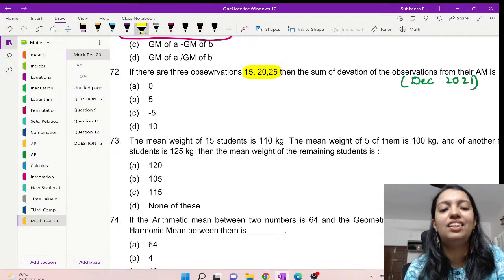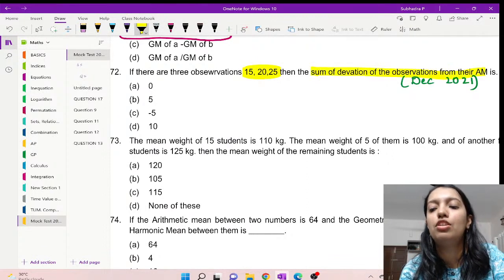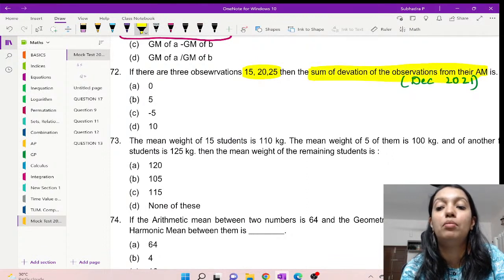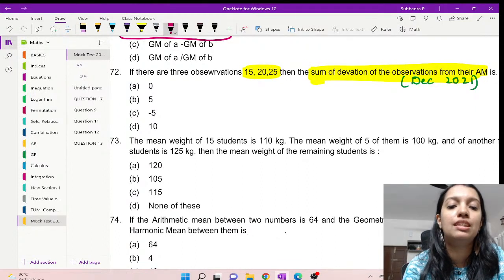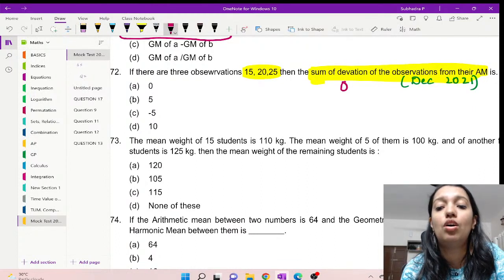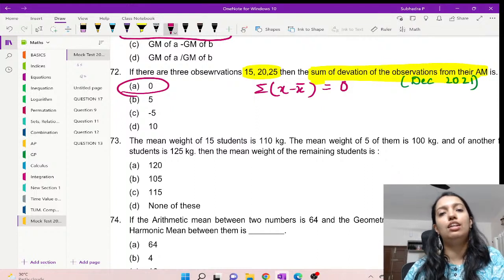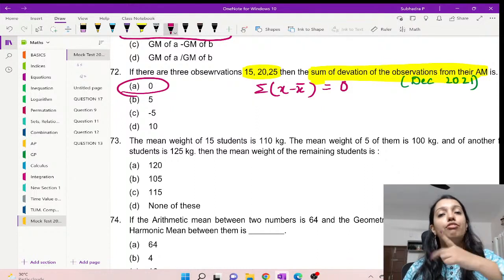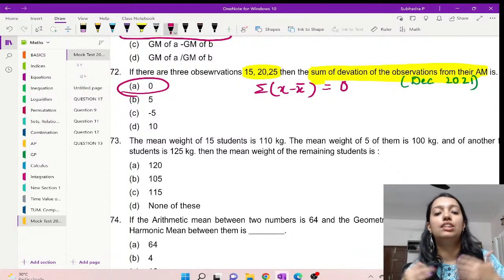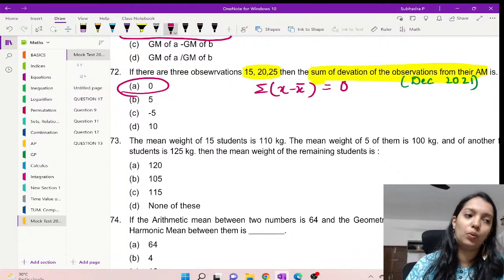No need to do anything. Just go by the sum of deviations from the arithmetic mean. The sum of deviations of observations from the arithmetic mean is always equal to 0. This is a property of the arithmetic mean. No need to do any calculation. If you want to, first find the arithmetic mean, find the differences from it, add the differences, and you will get the same answer, 0.